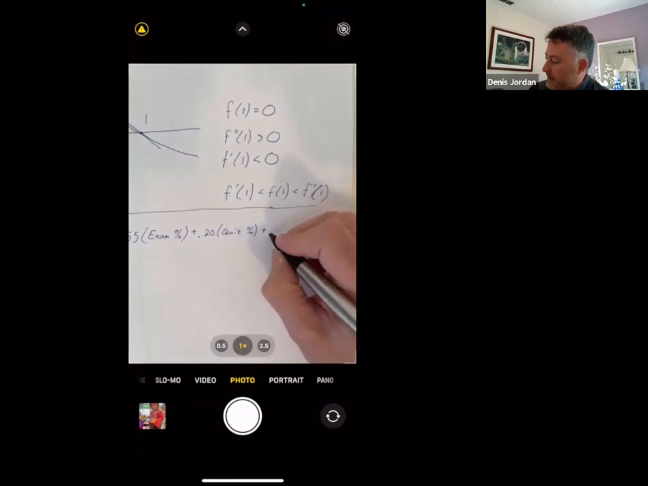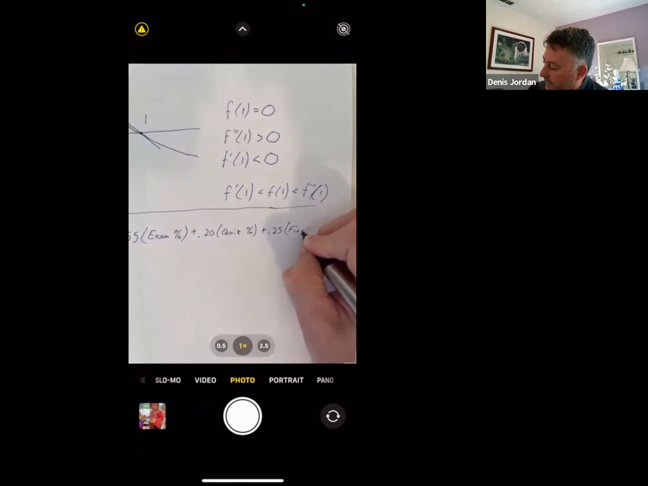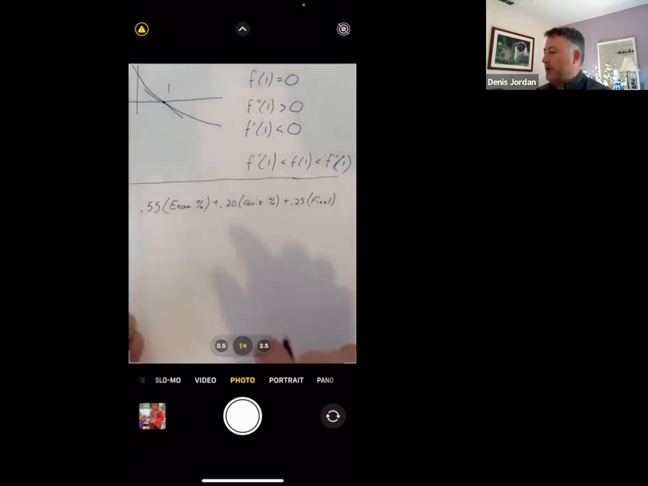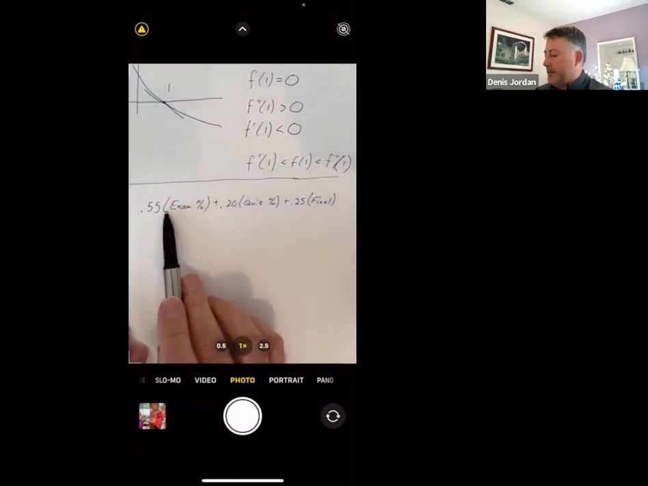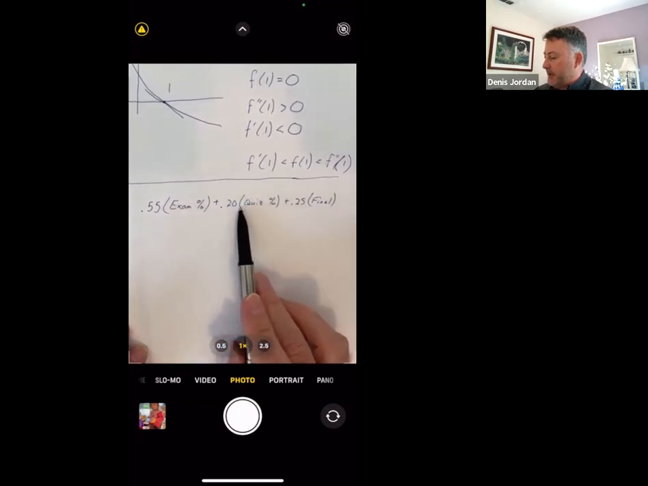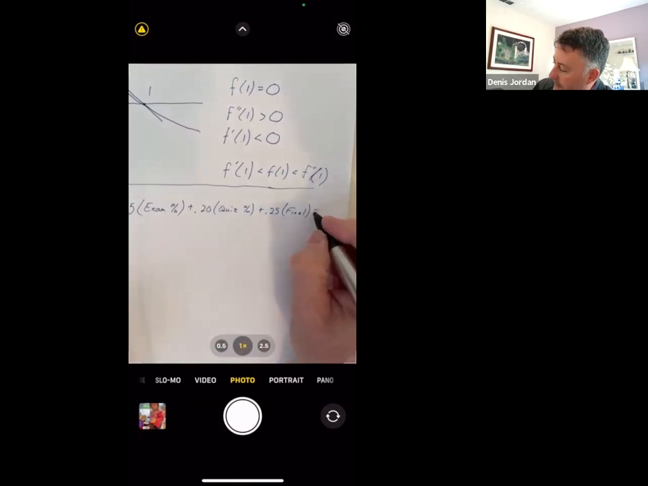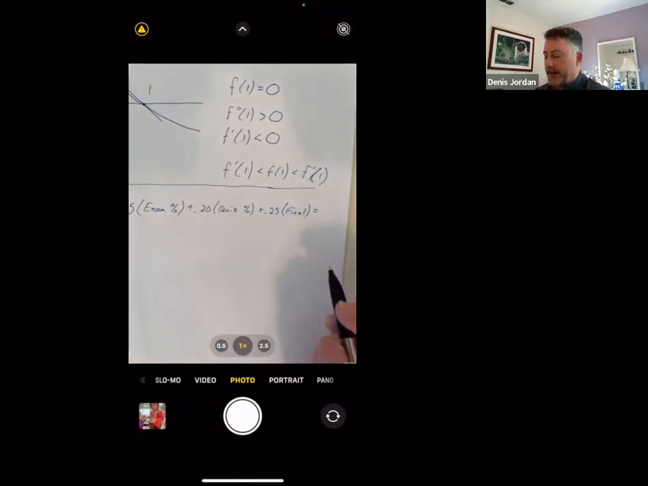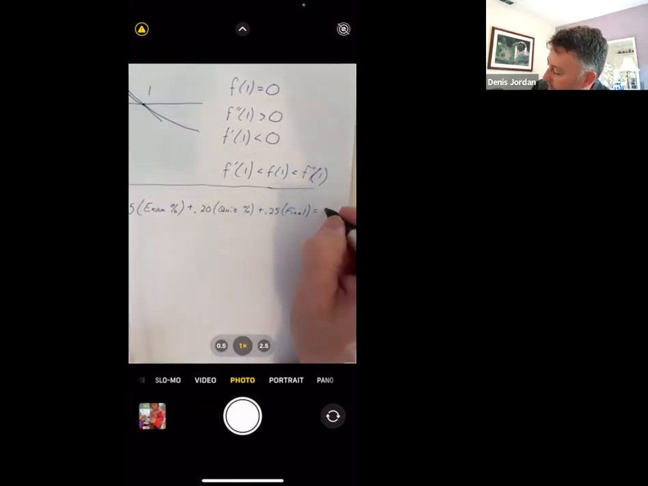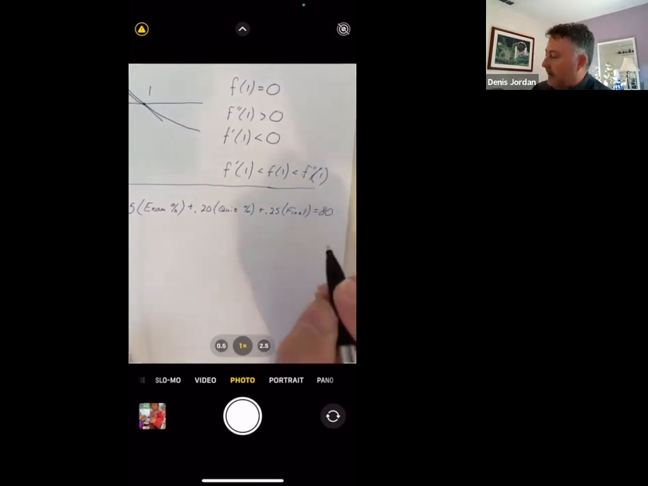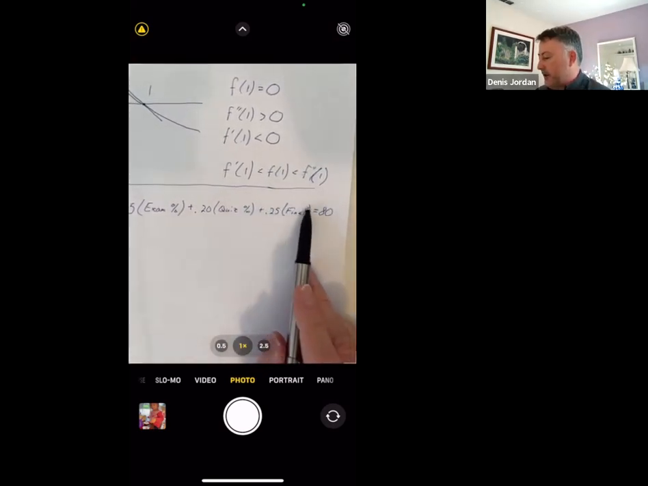And then plus the final. So what you can do is stick in your exam percentage, stick in your quiz percentage, and then set this equal to whatever you want in the class. So say you want a B, set it equal to 80, and then just solve for that.